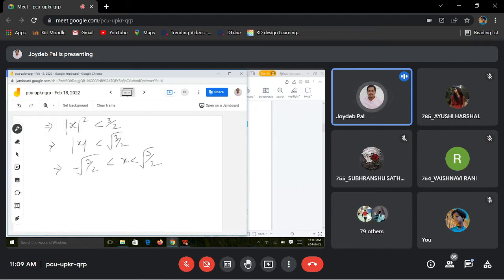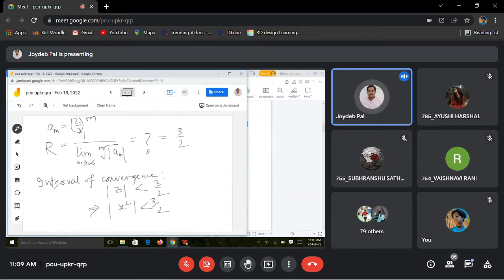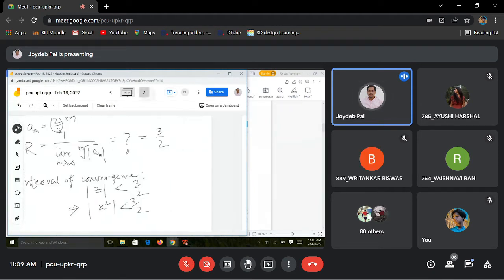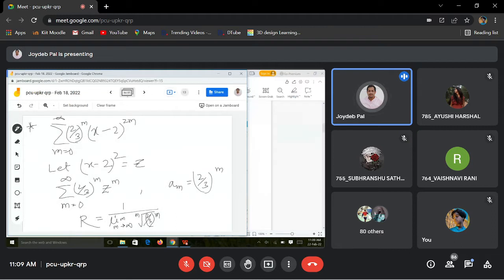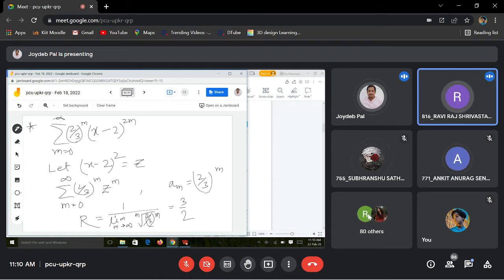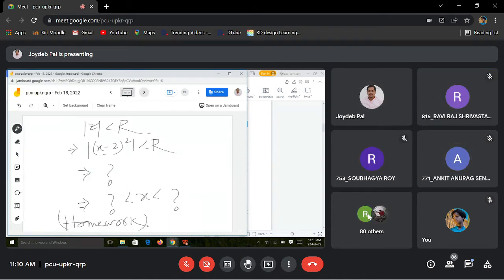In the previous problems, where we have modified the problem, the radius of convergence is coming out the same in every problem. So you do the same thing: find the limit of this part and it will be 3 by 2. I have skipped some steps, so you do it on your own. It will be 3 by 2. Am I audible clearly? Yes, sir.